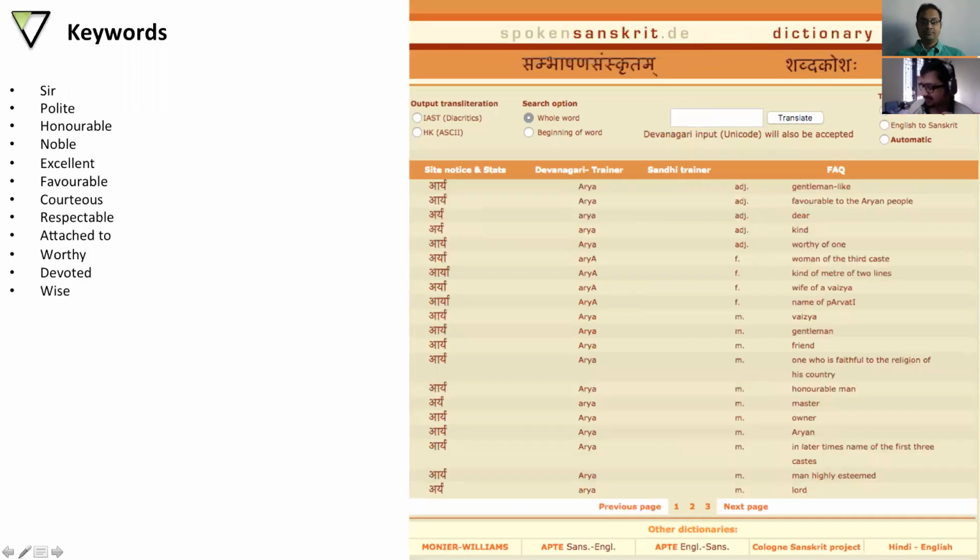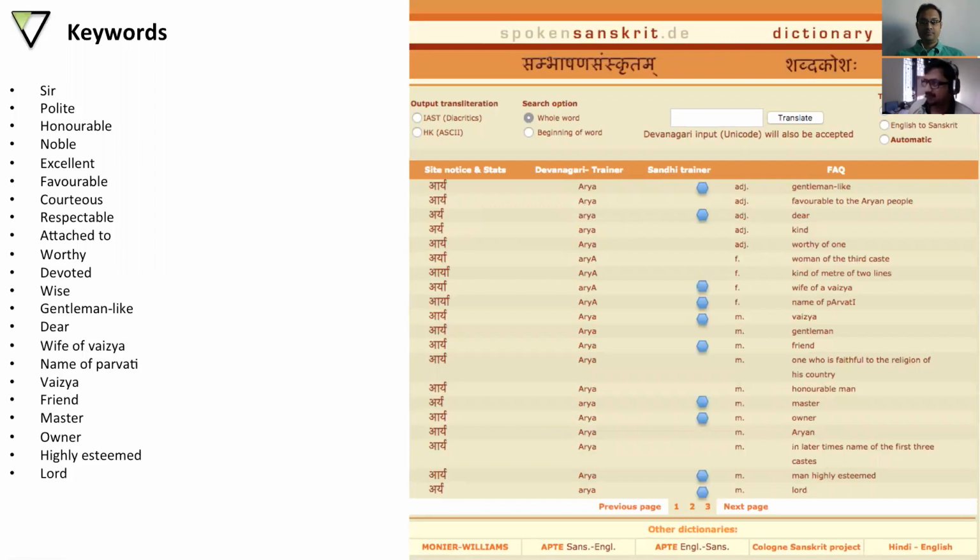In the next page, you get new sets of keywords: gentleman-like, dear, someone who is dear, dearest friend, the wife of a Vaishya. A Vaishya is the merchant class or merchant caste in the day and age when Sanskrit was learned. So wife of a Vaishya again shows the theme of partner energy, of partnership. And name of Parvati. Parvati is the wife of Shiva. So it is interesting how Arya is drawing Parvati, a strong female figure. It can also be Arya, and Arya also means Vaishya, friend, mother, honor.